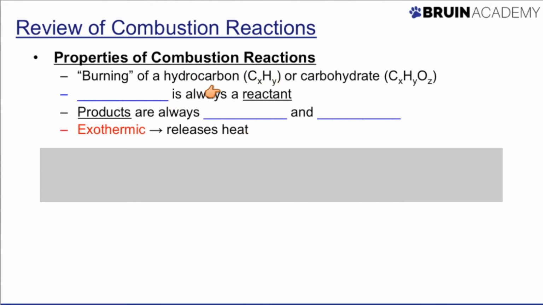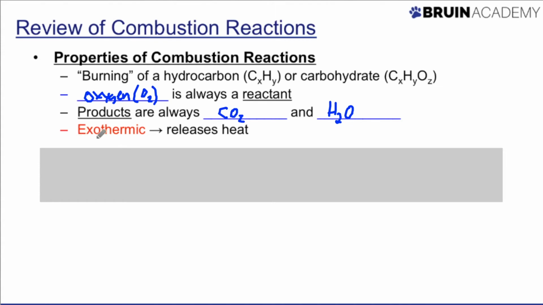Now, in addition to these two things, hydrocarbon, carbohydrate, oxygen is always a reactant, right? You can only burn in the presence of oxygen. And usually, or actually always, it's going to be molecular oxygen, O2. The products are always going to be the same two things. They're going to be carbon dioxide, CO2, and water, H2O. And oftentimes this won't be given to you, so you should memorize this, right? Oxygen is always a reactant, CO2 and H2O are always products.